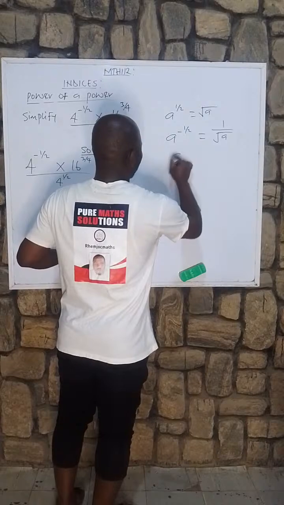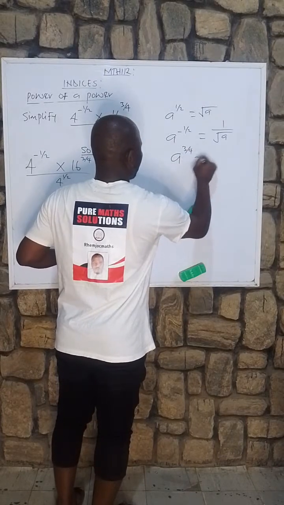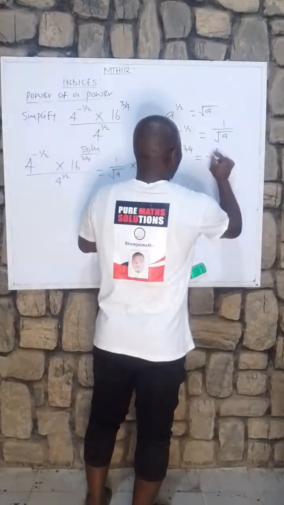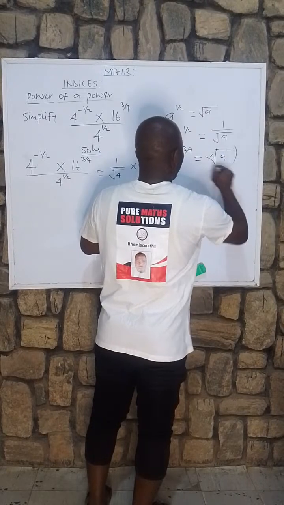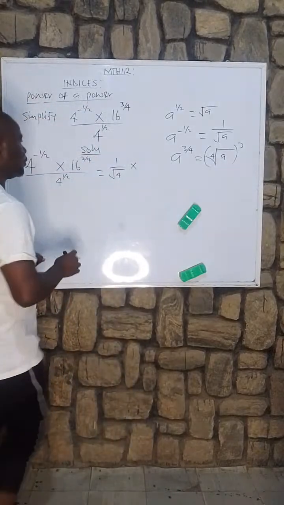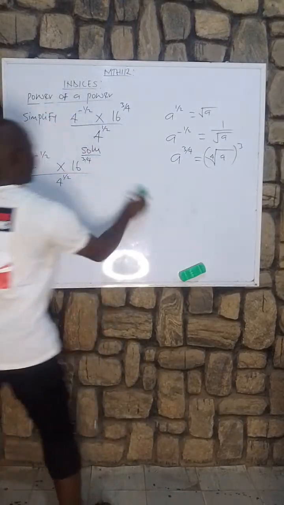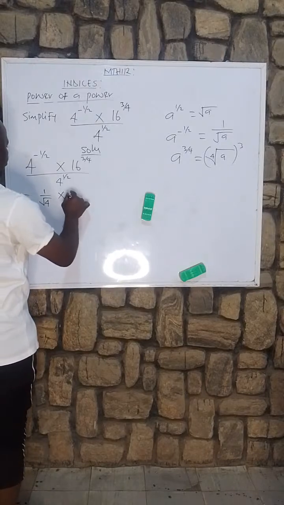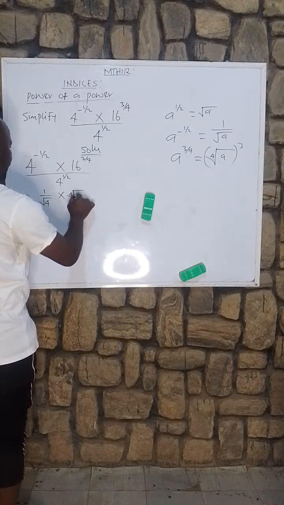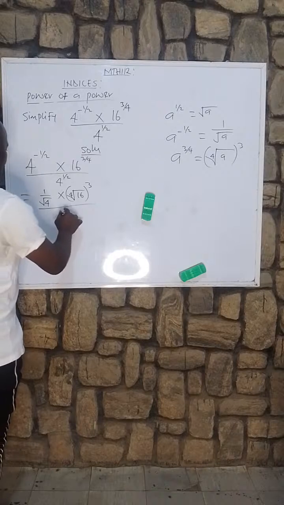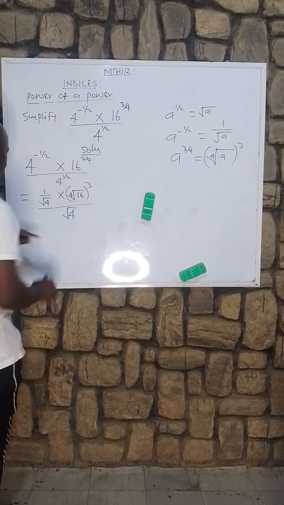That is, if we have a raised to the power of 3 all over 4, this implies that we are talking about fourth root. So fourth root of a, open bracket, raised to the power of what is here? 3. Is that clear? Okay? So this will now be equal to 1 all over square root of 4 times the fourth root of 16, all in bracket raised to the power of 3.